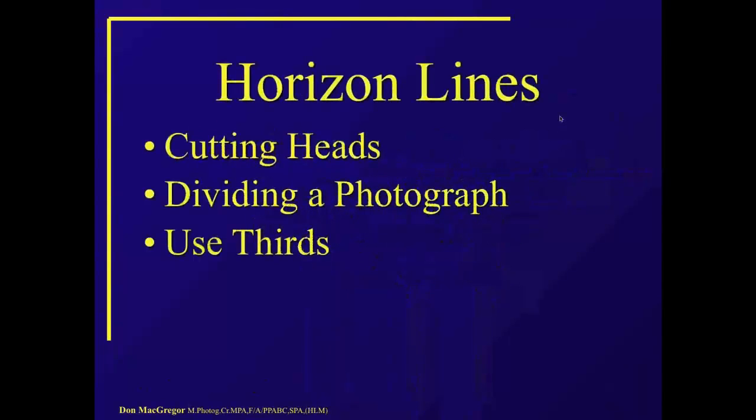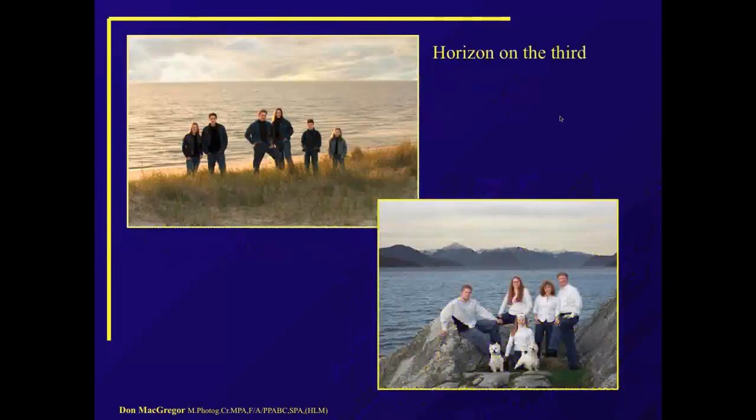One of my pet peeves in portraiture is horizon lines. Now, I am famous for screwing this up, but I want to encourage you to learn from my mistakes. You want to avoid cutting heads with horizon lines. You want to avoid dividing a photograph in half, and you want to try to use thirds. Look at the image in the upper left. We brought the family down into the lower third of the body line. The horizon line, the sea, is not cutting through their heads. The same with the image on the right-hand side. The horizon line is not cutting the photograph in half. It's dividing the photograph into thirds.